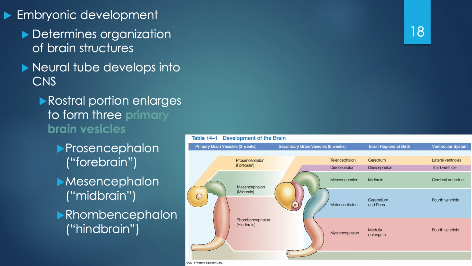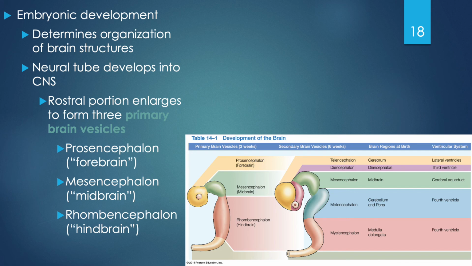And it all originates from the neural tube when we're discussing the brain and the cranial nerves. So the neural tube is the very most primitive part of brain development, and that tube is going to become everything that we have in our brain. And so the rostral portion of this is going to enlarge, and as it does so, it's going to form three main parts, which are called primary brain vesicles.